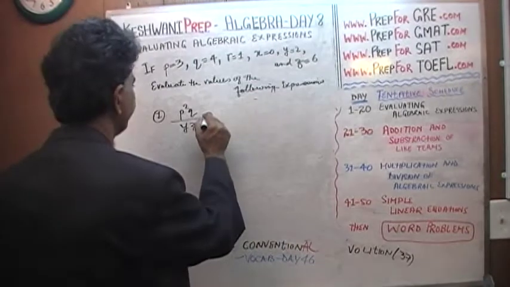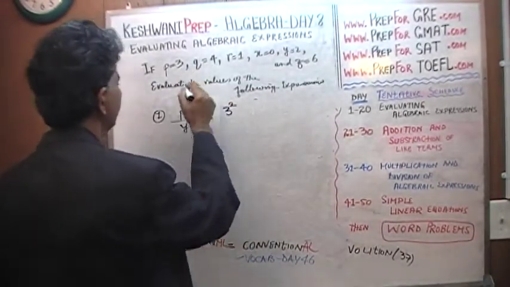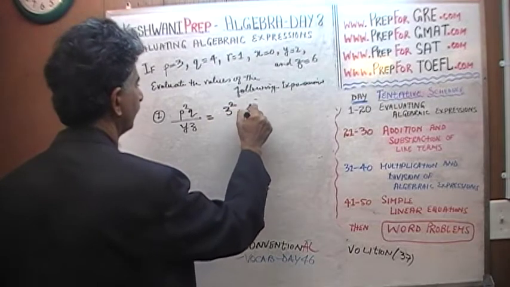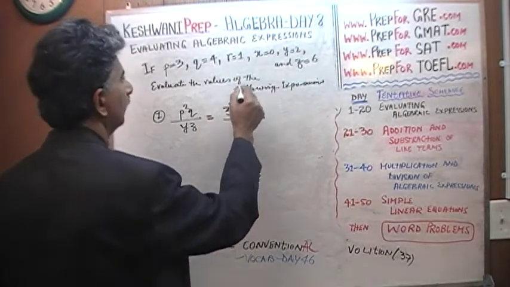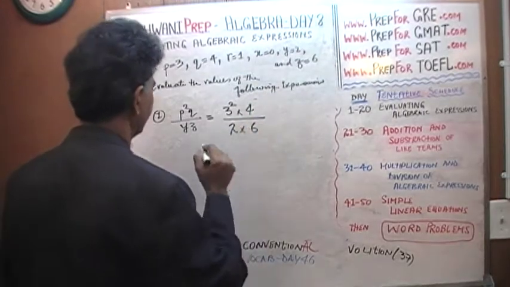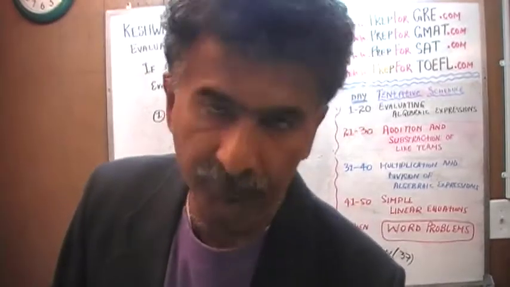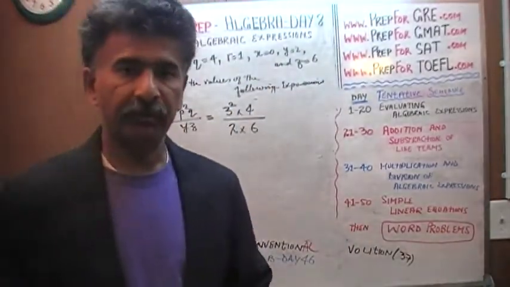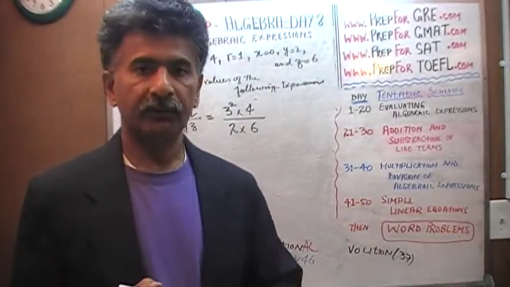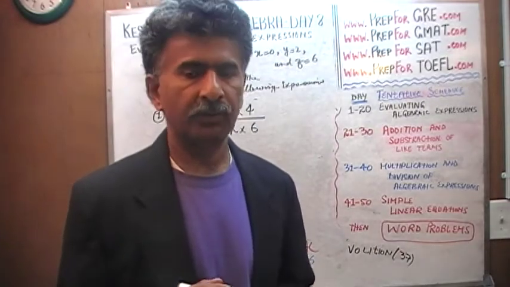P squared, which is 3 squared, P is 3, times Q, which is 4, over Y, which is 2, times Z, which is 6. Now if you're sitting there and asking yourself, how am I supposed to figure out the value of this expression if this guy does not want me to use the calculator? But that's the whole point. We're going to learn it. There is no reason why you should need a calculator here.